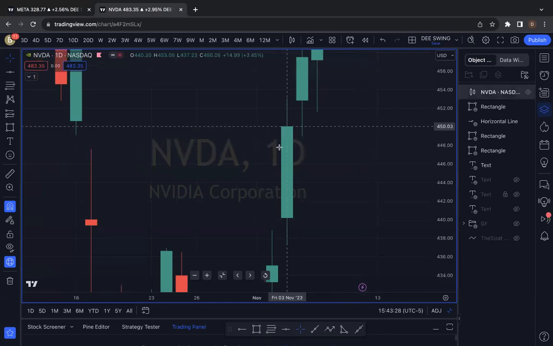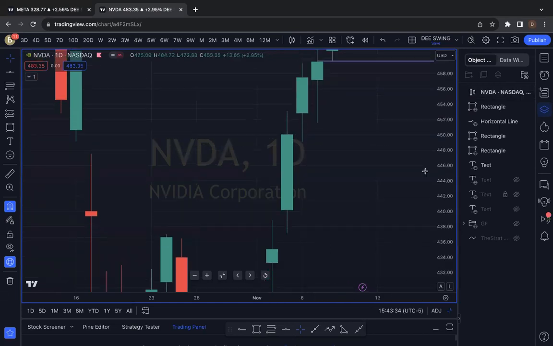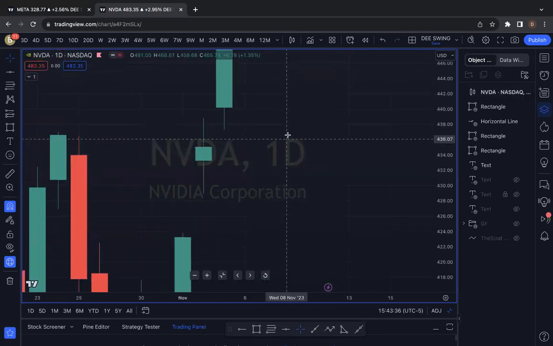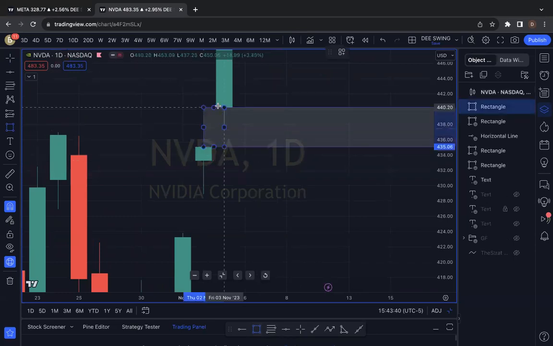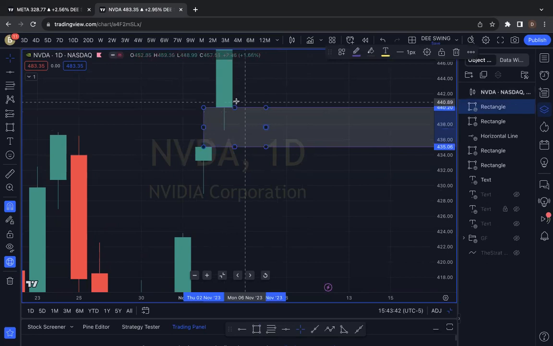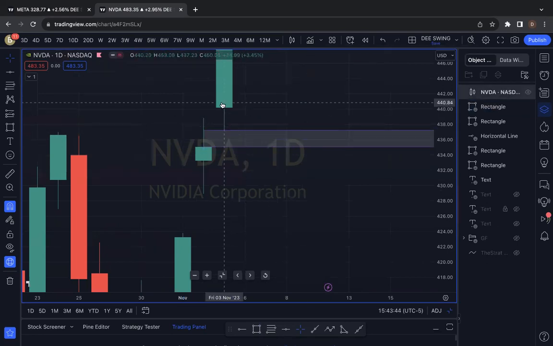So here, no gap. This is the open. This candle has come below that open. So no gap there. Here we have a gap. Close, open, adjusted. This is where price came down into.